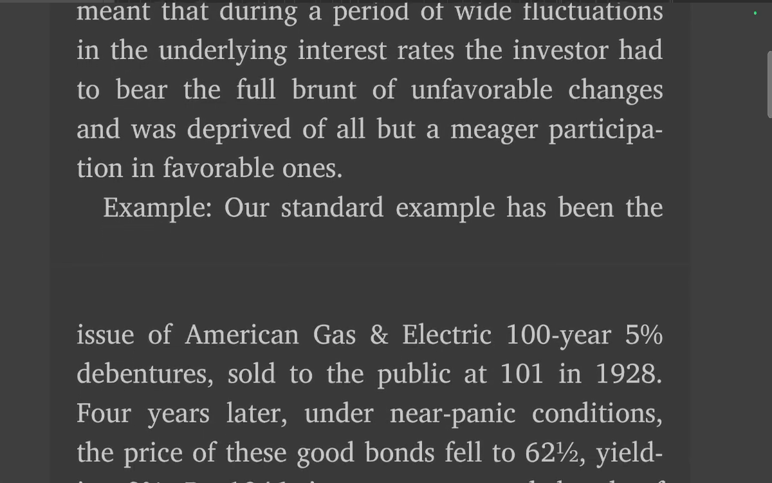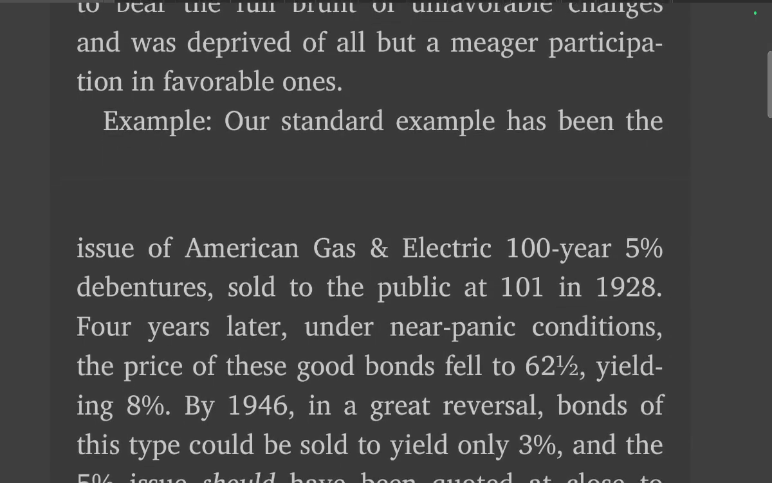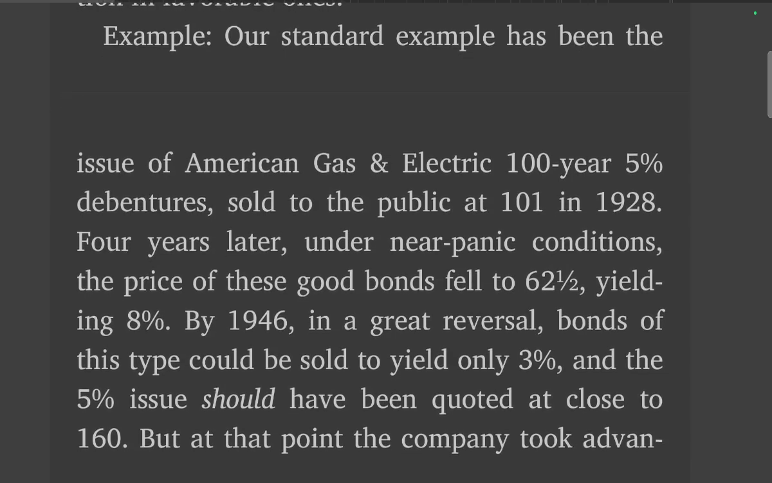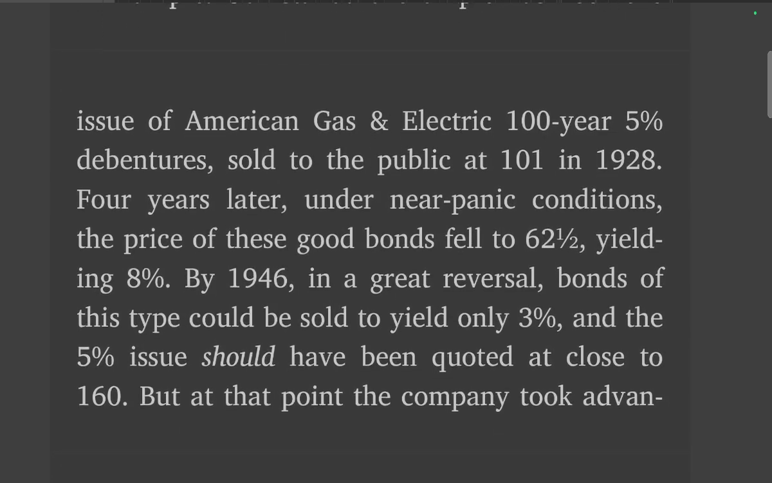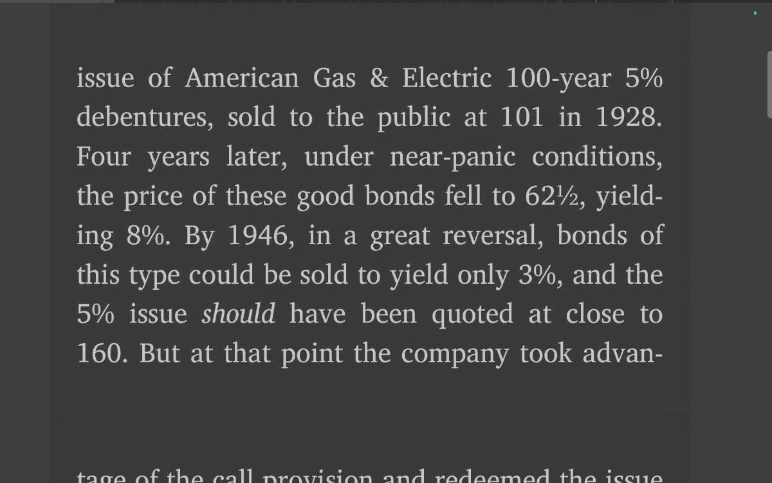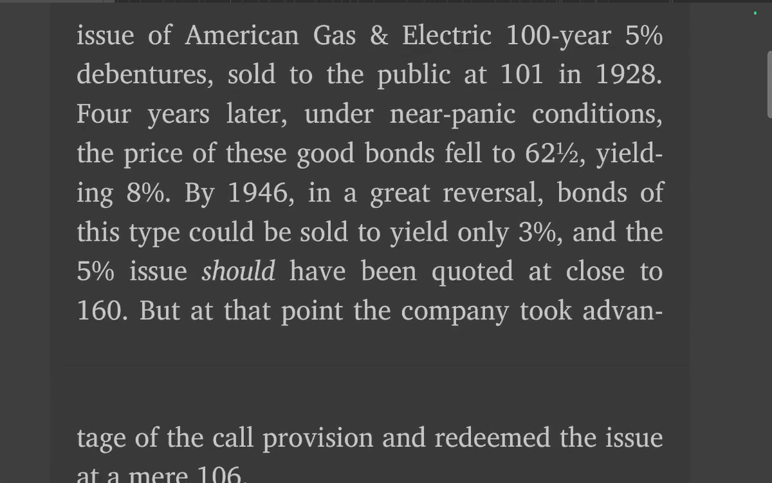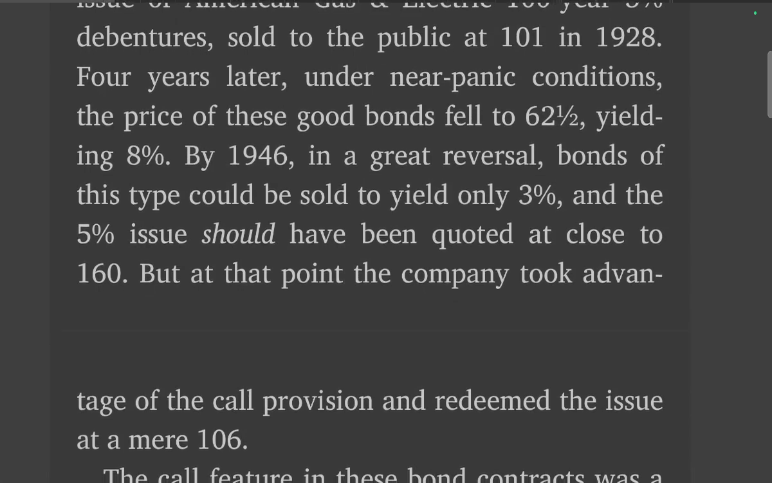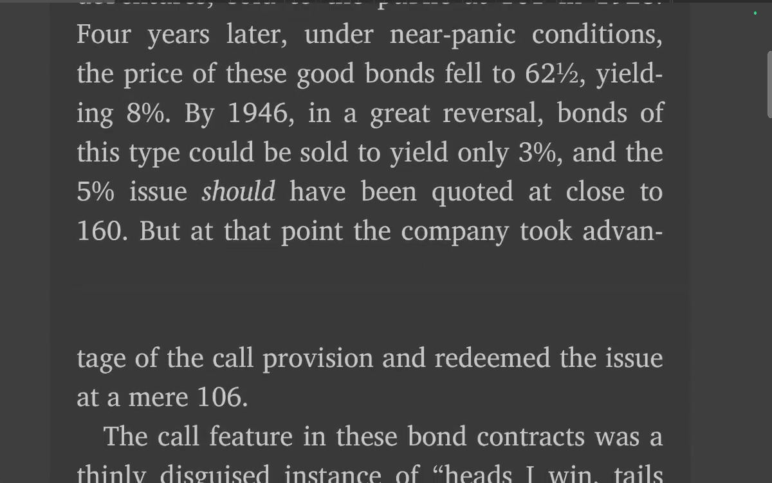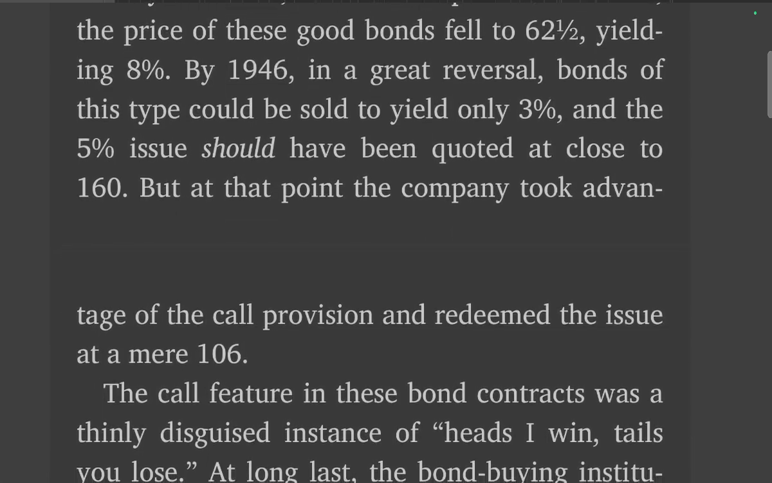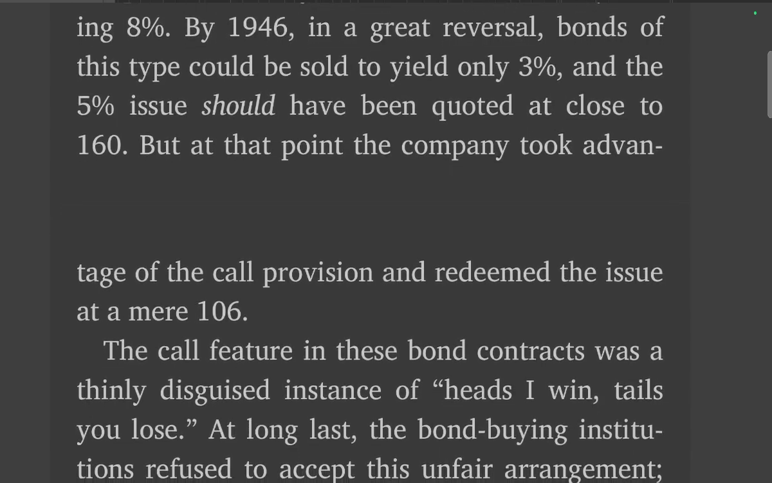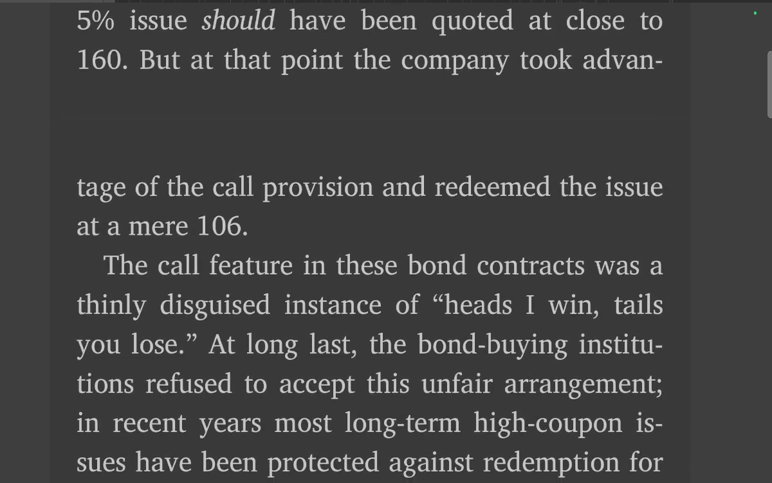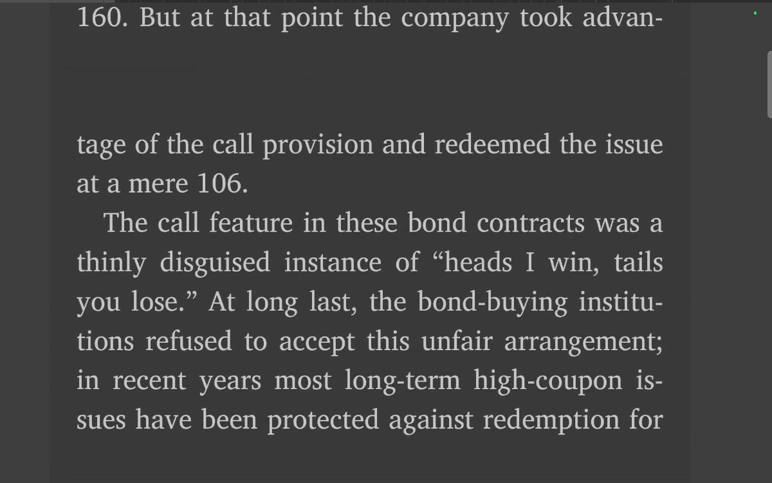Example: our standard example has been the issue of American Gas and Electric 100-year 5% debentures, sold to the public at 101 in 1928. Four years later, under near panic conditions, the price of this gold bond fell to 62.5%, yielding 8%. By 1946, in the Great Reversal, bonds of this type could be sold to yield only 3%, and the 5% issue had been quoted close to 160. But at that point, the company took advantage of the call provision and redeemed the issue at merely 106.